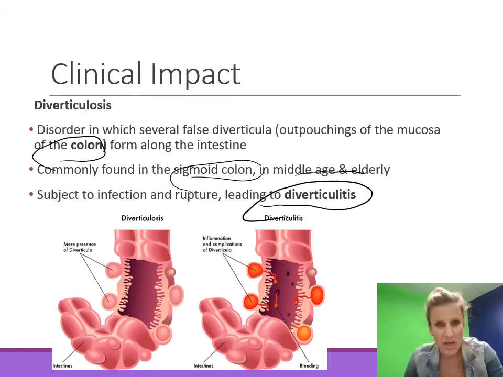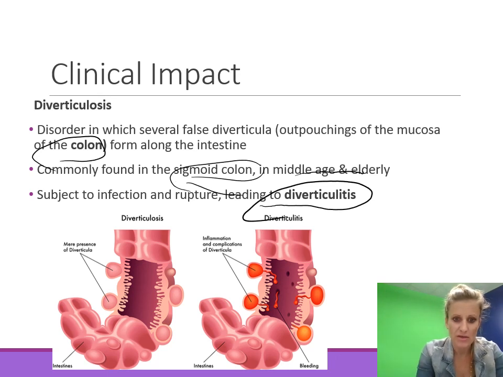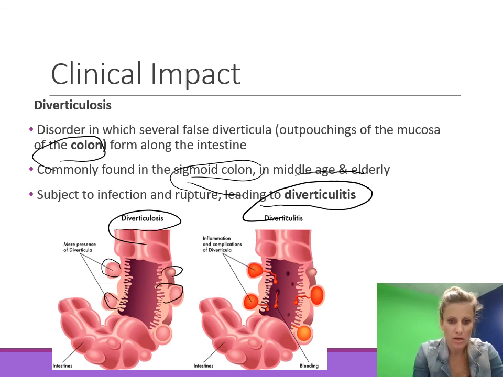When there's inflammation and diverticulitis is present, then it's typically associated with pain. Most commonly, the pain is in the left lower quadrant, and the left lower quadrant is where the sigmoid colon is, so this makes sense. Here you can see a drawing of diverticulosis. So with diverticulosis, there's just little outcroppings of the mucosa, but there's no infection or inflammation present. With diverticulitis, now there is inflammation present, and this is when pain occurs.